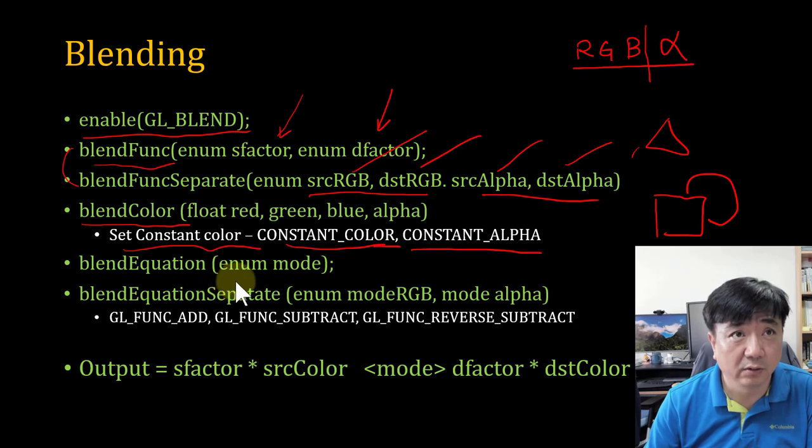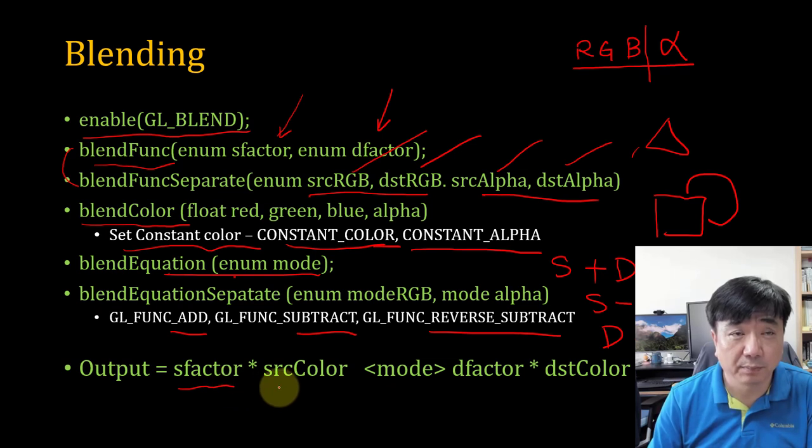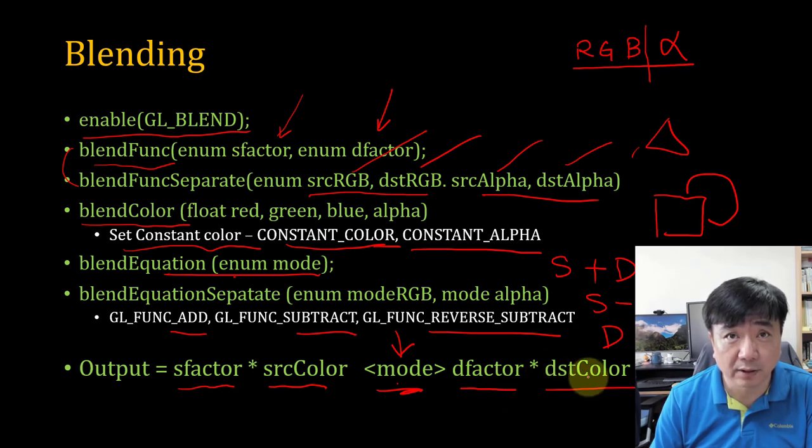And we need to set the blend equation. The blend equation can be add, subtract, or reverse subtract, so there are three kinds of operations. For source and destination, there is addition and subtract, and reverse subtract is destination minus source. The output is the source factor multiplied by the source color, the mode is in here, the equation in here, and then the destination factor multiplied by the destination color.